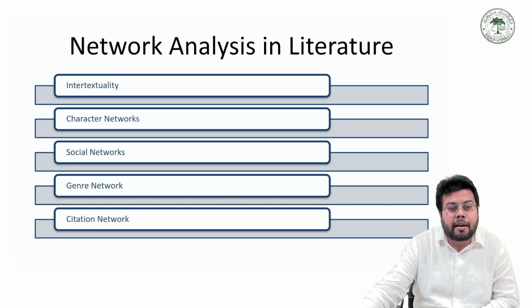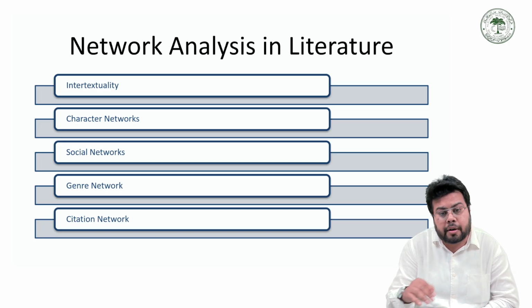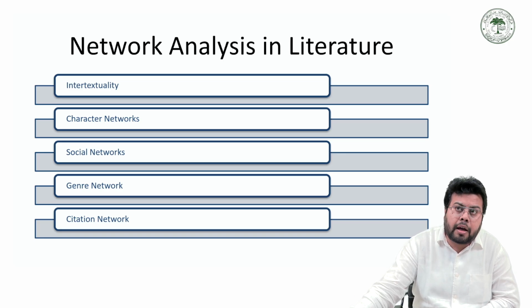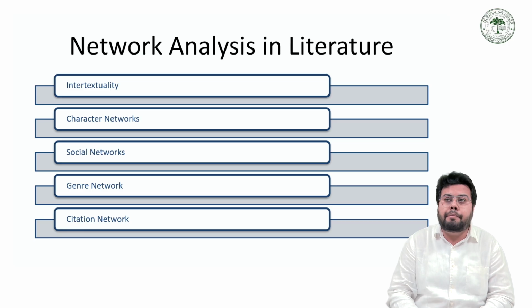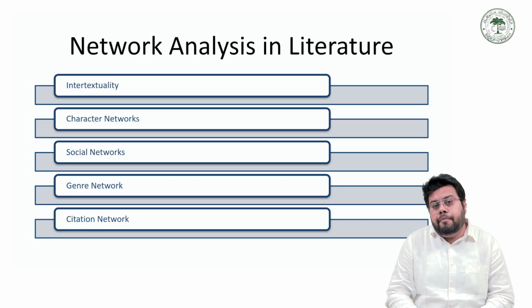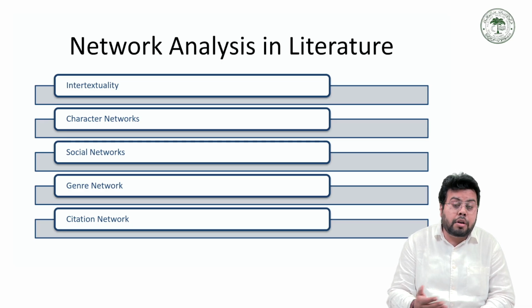Unlike your character network, where the characters were treated as nodes and connections were treated as the edges, here we have nodes as the genres and edges as the relationships between the genres. For example, I can think of an example like Animal Farm. Now, if we read the novel Animal Farm, it is a dystopian novel, but it's also a political allegory, right?